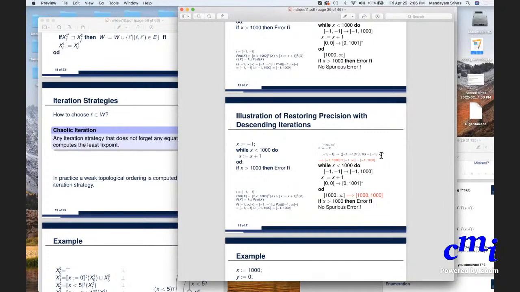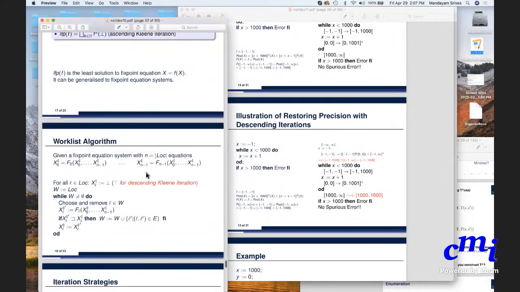Now, that is a post fixed point, in the sense that it is not exactly a fixed point, but it is an over approximation of the fixed point. Through a descending chain, I showed you how we could get it down to -1 to 1000, by applying the F operator on that. But there is a subtle point there that I missed.